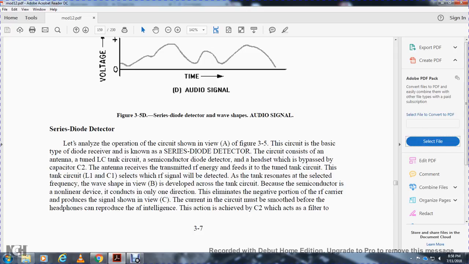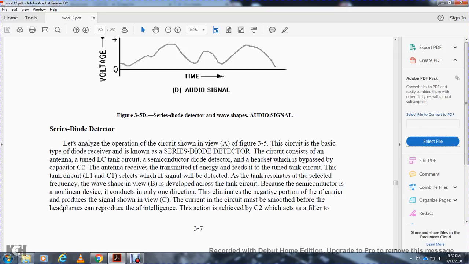Let's analyze the operation of the circuit shown in figure 3.5, the series diode detector circuit. Consider the antenna, the tuned inductive and capacitive tank circuit, the semiconductor diode detector, and the headset with a bypass capacitor. The antenna receives the transmitted radio frequency energy, which feeds into the tuned tank circuit. The tank circuit, with inductor 1 and capacitor 1 tuned to resonance, selects the radio frequency to be detected. Because the semiconductor is a nonlinear device that conducts in only one direction, it eliminates the negative portion of the radio frequency carrier, producing the signal shown in view C.